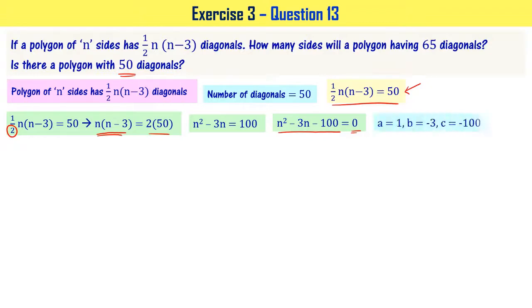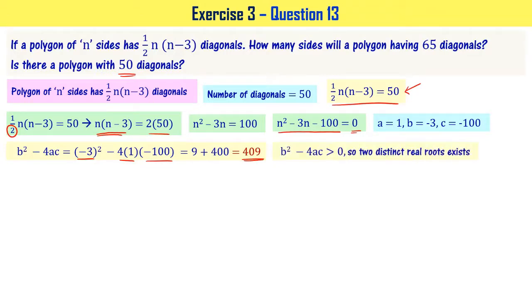Right? A equal to 1, b equal to minus 3 and c equal to minus 100. What is b square minus 4ac? We have to find the value of b square minus 4ac because we want to see whether you are going to get real roots or not. Right? So b square minus 4ac is going to be minus 3 whole square minus 4 times 1 times minus 100. When you simplify this, it is going to be 409. It is a positive number, right? B square minus 4ac is greater than 0. It means it will have two distinct real roots.